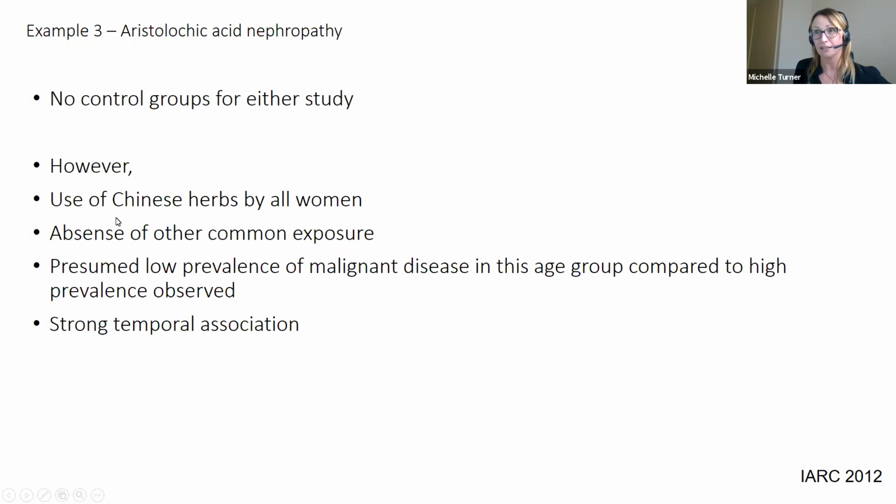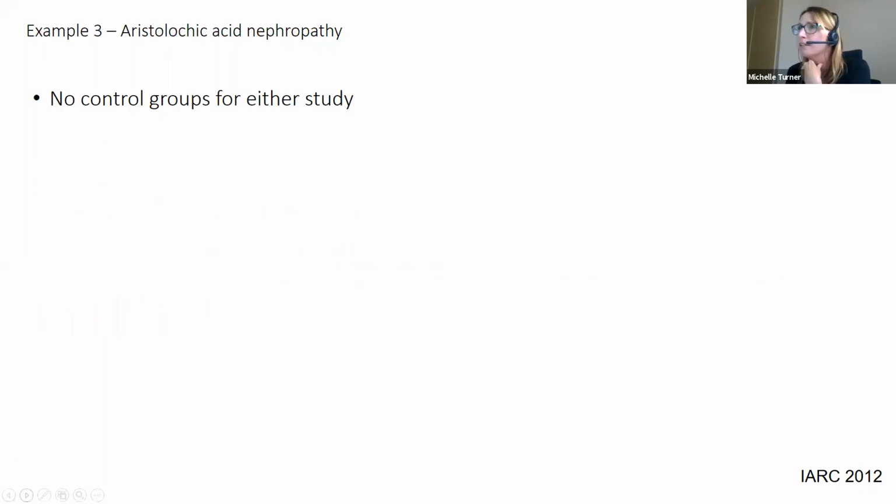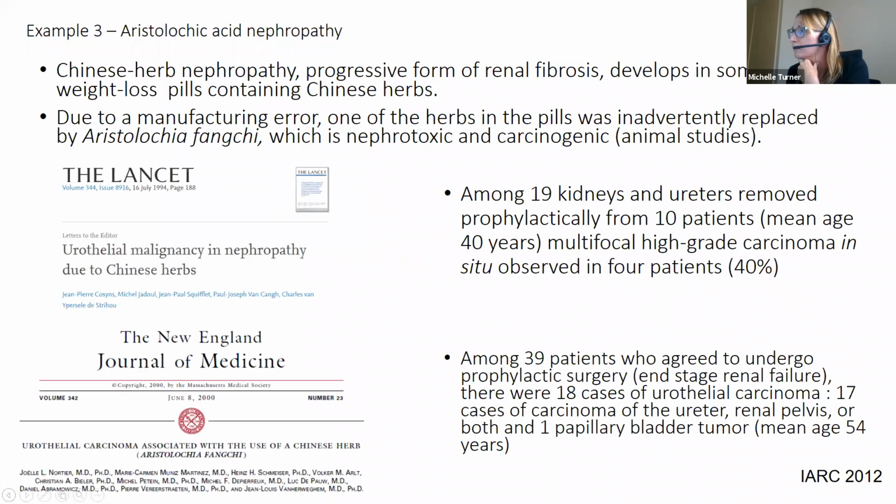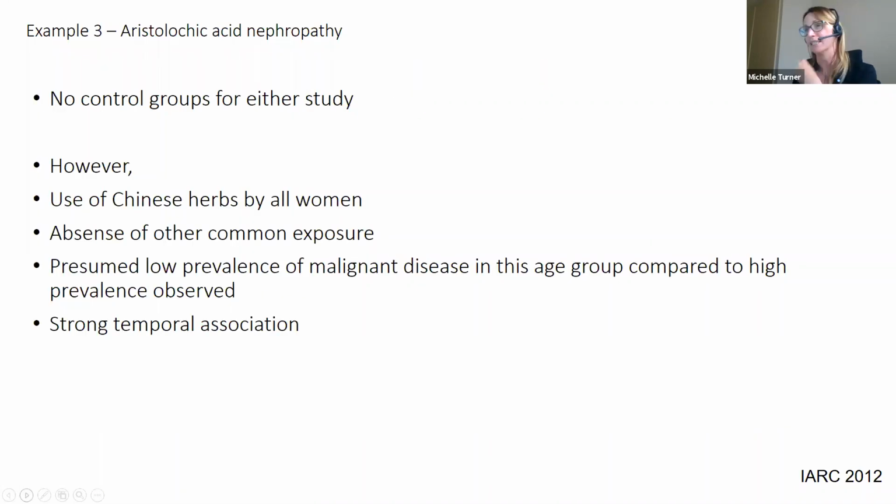But in both series, all of the women with the advanced kidney disease used these herbs for weight loss. There was also an absence of other exposures that lead to the endpoint here, which was bladder cancer, I think. Also, these were young women, the mean age was around 40 or 50 years old, and normally in this age group there's a very low prevalence of cancer. And also a very strong temporal association.